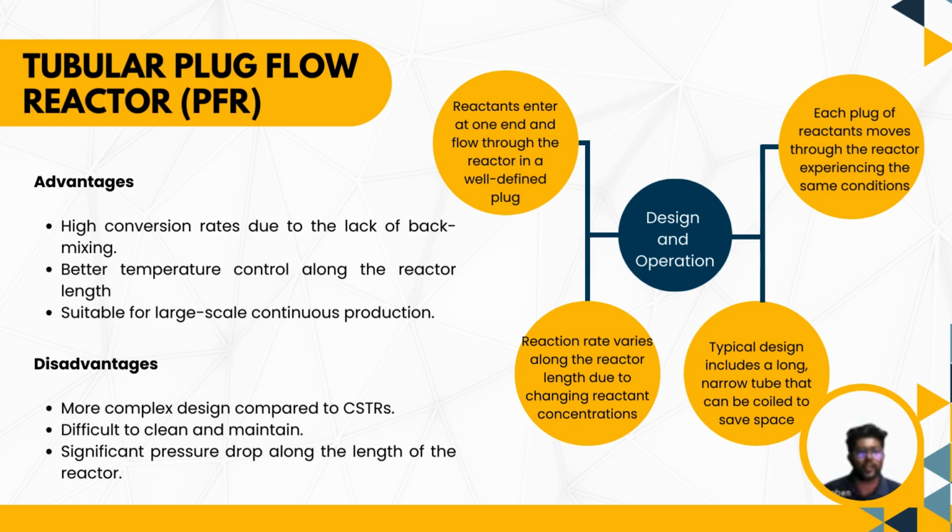The tubular plug flow reactor has several advantages. The first one is it provides high conversion rate due to lack of back mixing. Second one is it allows better temperature control along the reactor length. Finally, it is suitable for large scale continuous production. However, there are also disadvantages. The design is more complex compared to continuous stirred tank reactors (CSTRs). It is also difficult to clean and maintain. And finally, there can be significant pressure drop along the length of the reactor. Typical application of PFR includes petrochemical processes, gas phase reactions, and polymerizations.